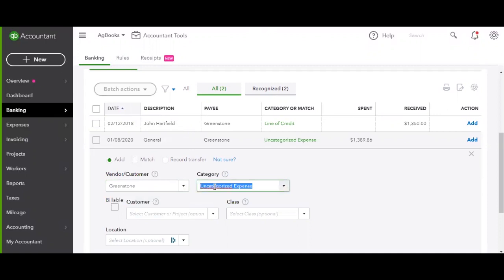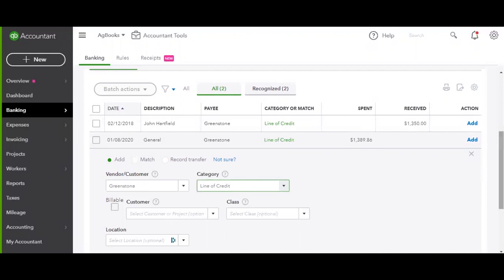What does it go to? Does it go to loan payment expense? No. Does it go to other expense? No. It goes directly to that line of credit. You are decreasing your line of credit. You are decreasing your liability. And so that money spent out of your bank account to the line of credit, that's how it gets categorized.